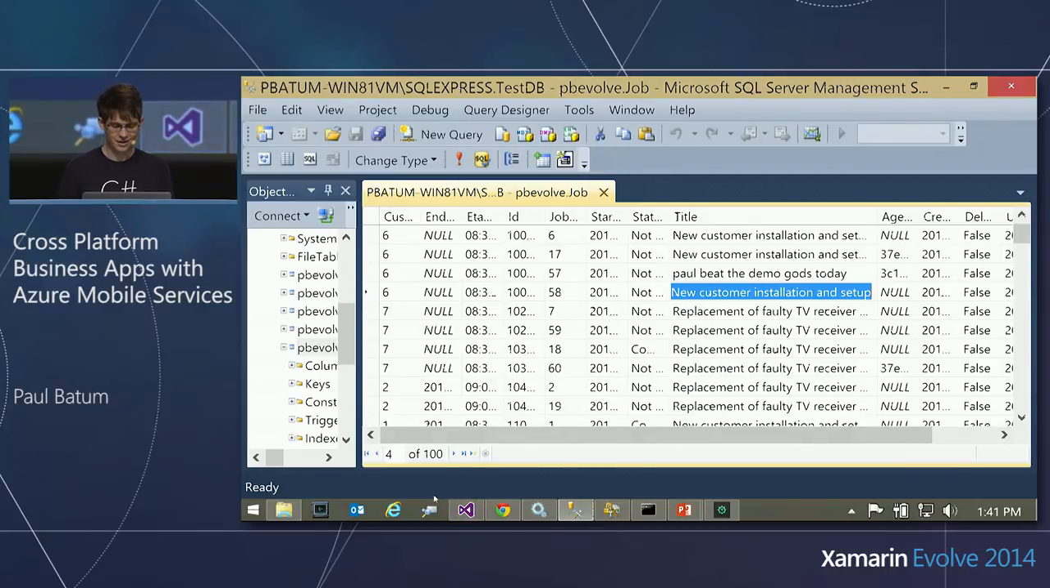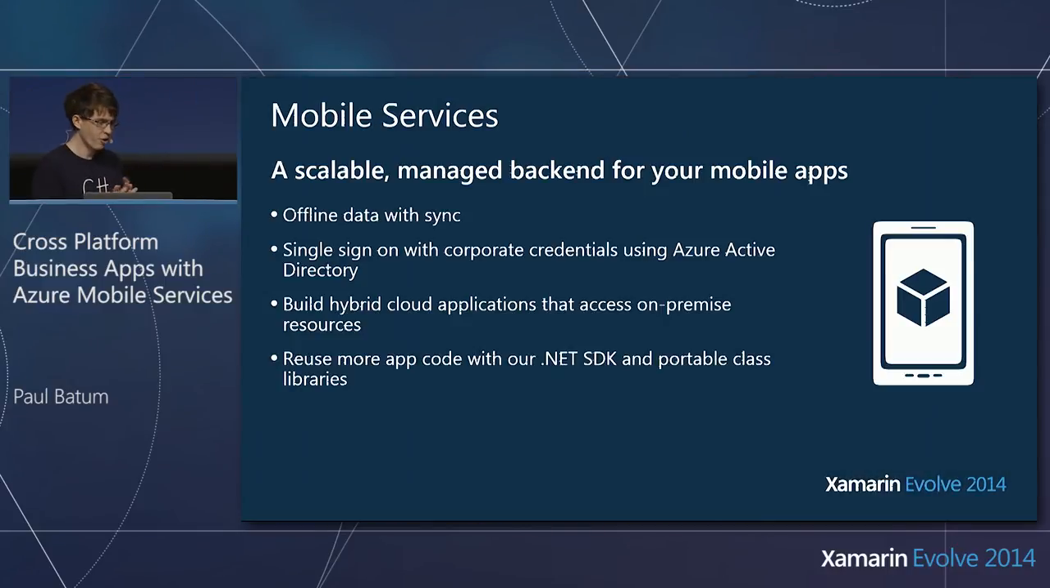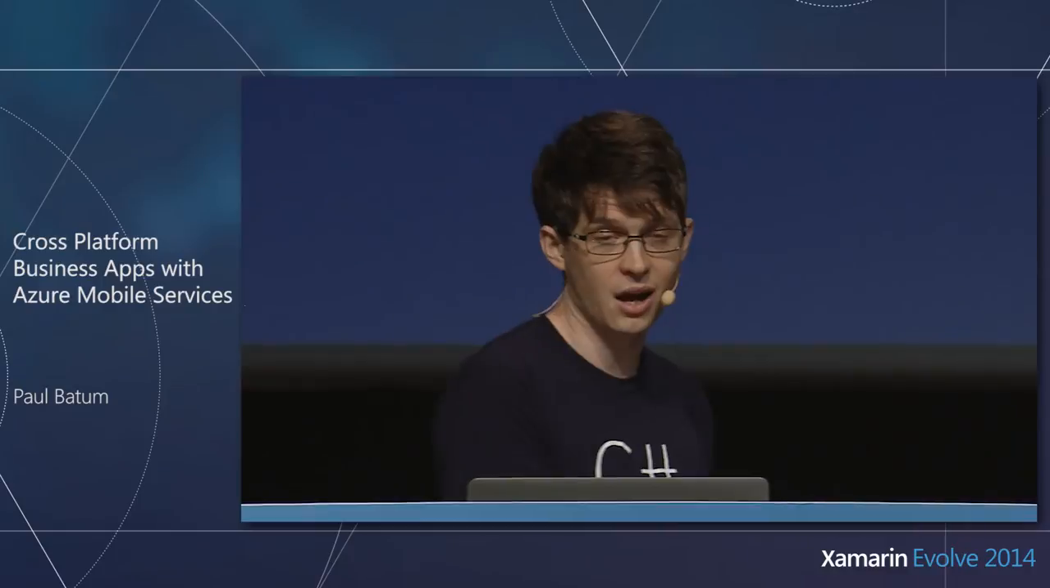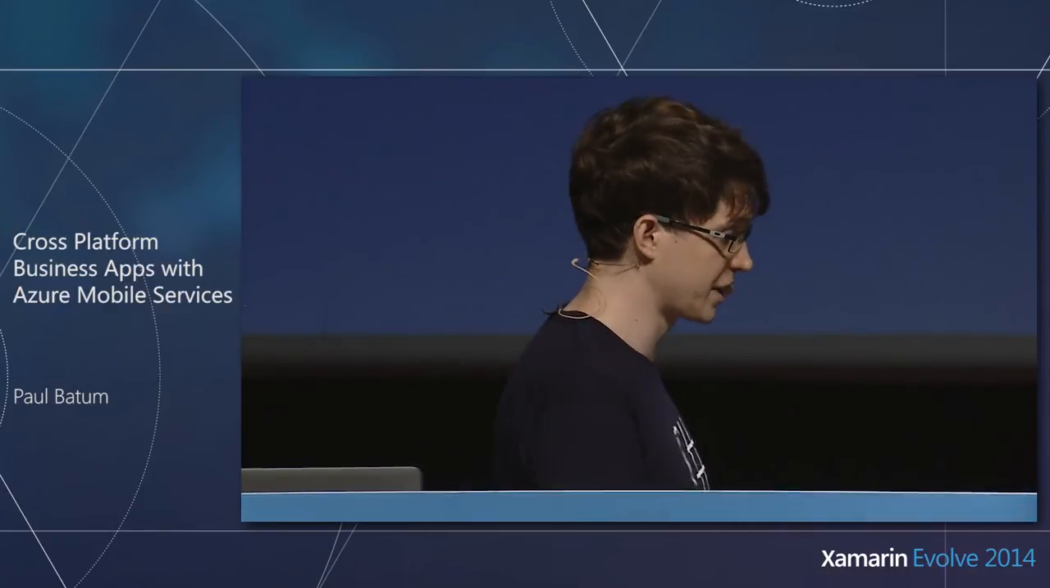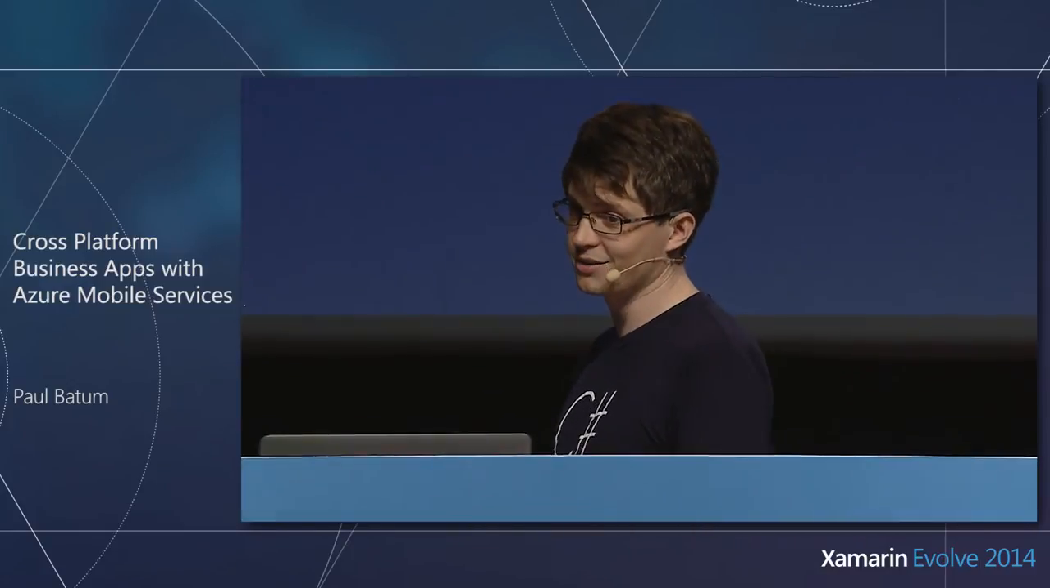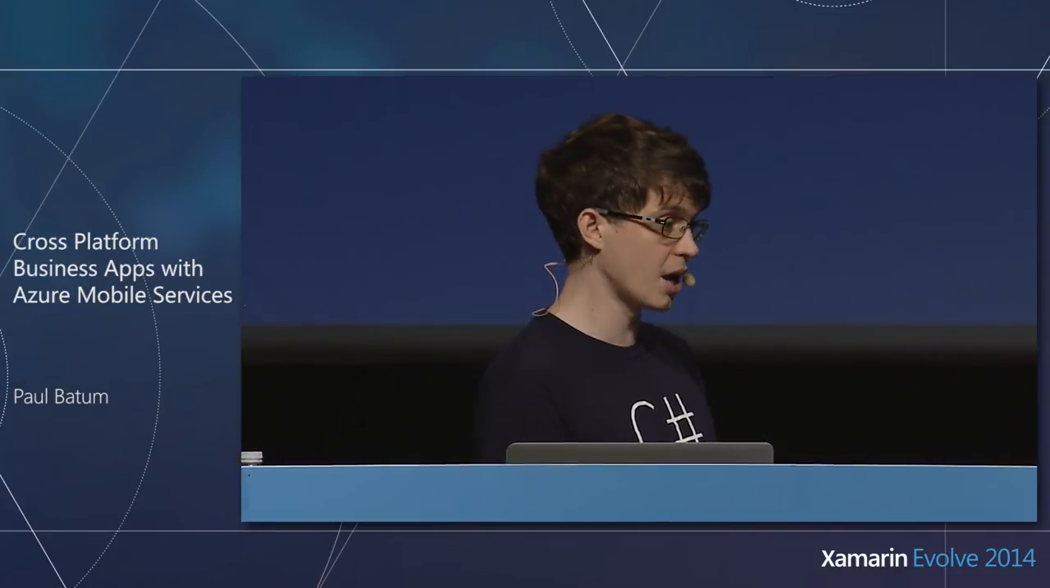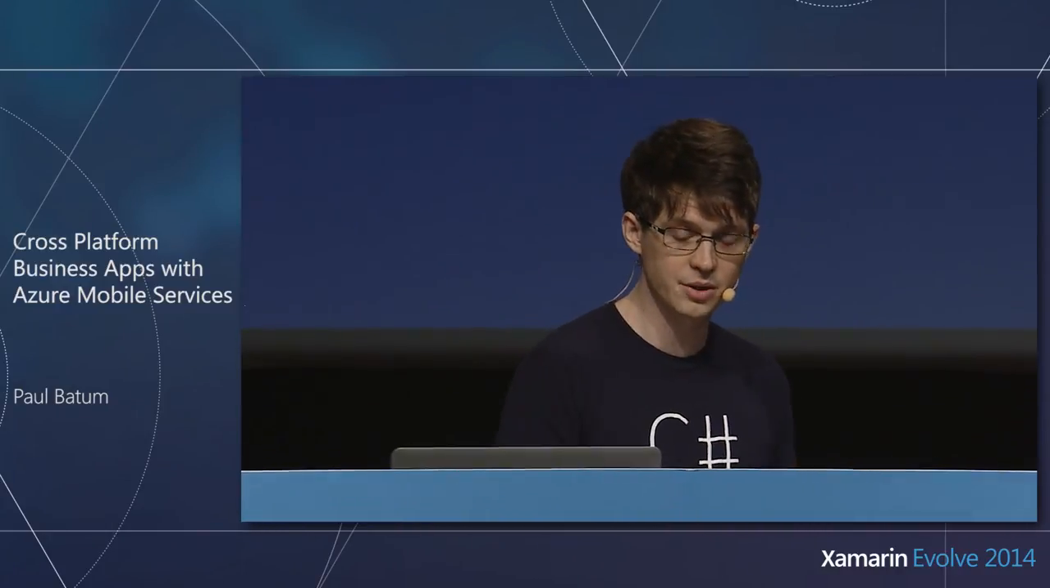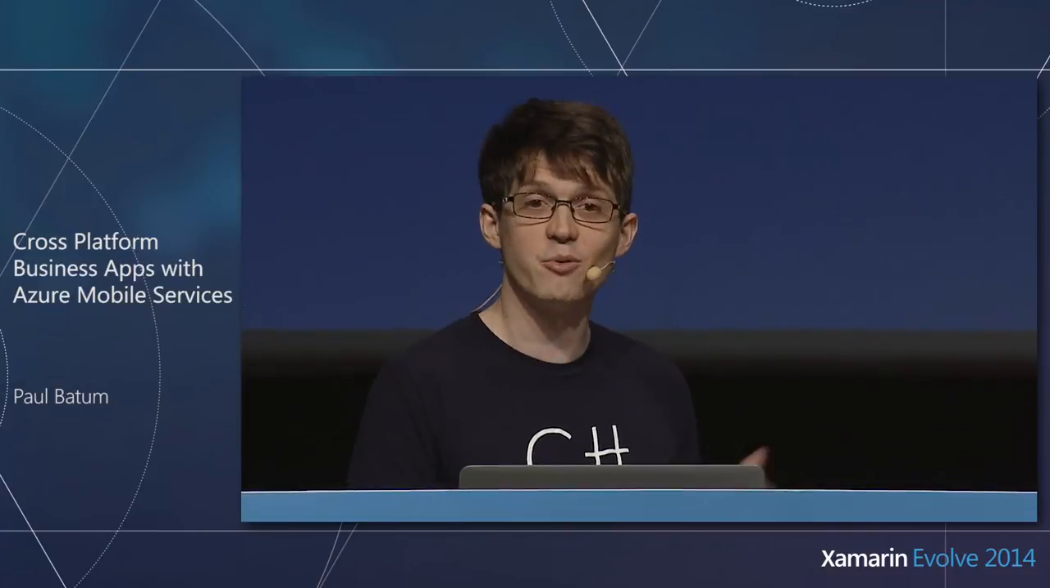OK, so let's switch back to the slides. Hopefully you've seen today that mobile services gives you a scalable and managed backend for your mobile apps, a backend that provides a bunch of functionality for working offline with data. And I did forget to mention, we do have good support for things like optimistic concurrency, so conflicts are handled. And we have some great videos that cover all of those more hairy details for offline in more detail. You've seen how easy it can be to set up Azure Active Directory authentication in your mobile apps, how to build hybrid cloud apps that span the cloud and your premise, and reuse more code by using our portable class library in your Xamarin projects.